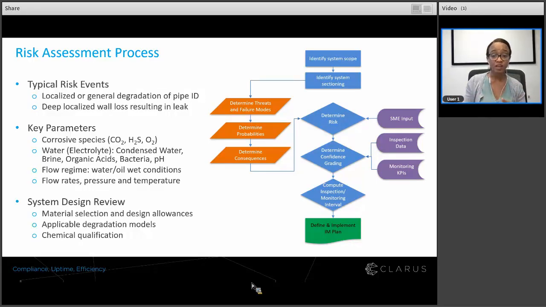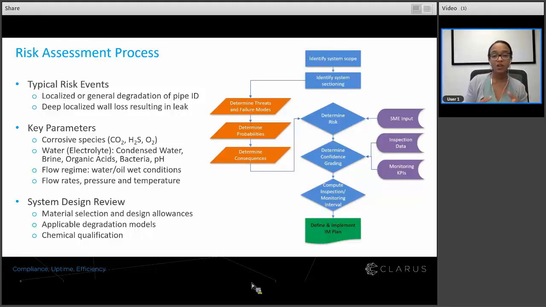Was the chemical, if corrosion inhibitor is implemented, qualified against those conditions, and has it been updated throughout the life? That helps us determine the risk, and any inspection data and monitoring data feeds back into the confidence assessment that helps us space out or warrant more frequent inspections and monitoring activities. And that is documented in the IAM plan.